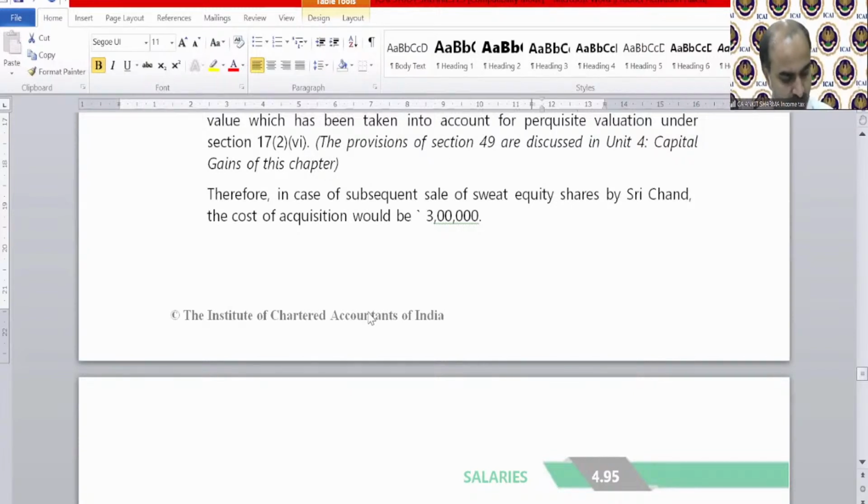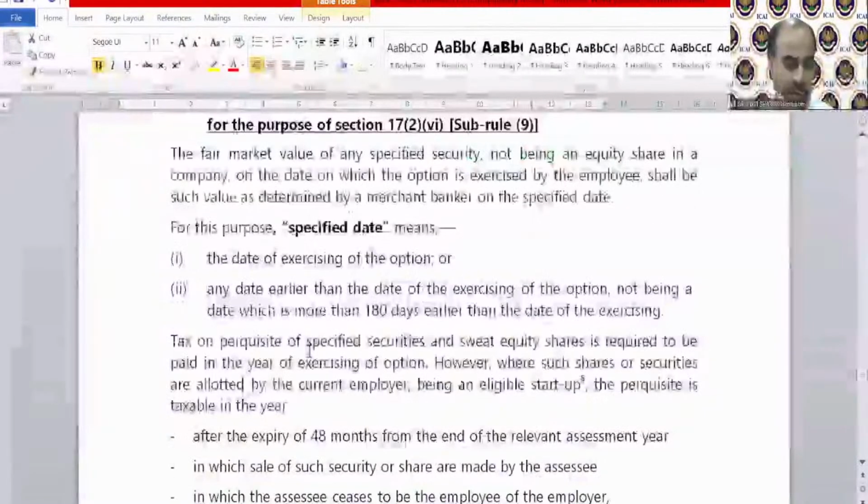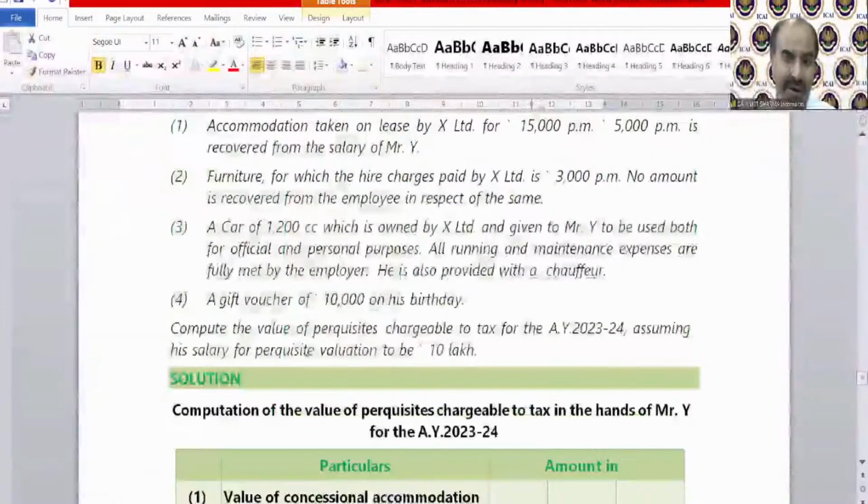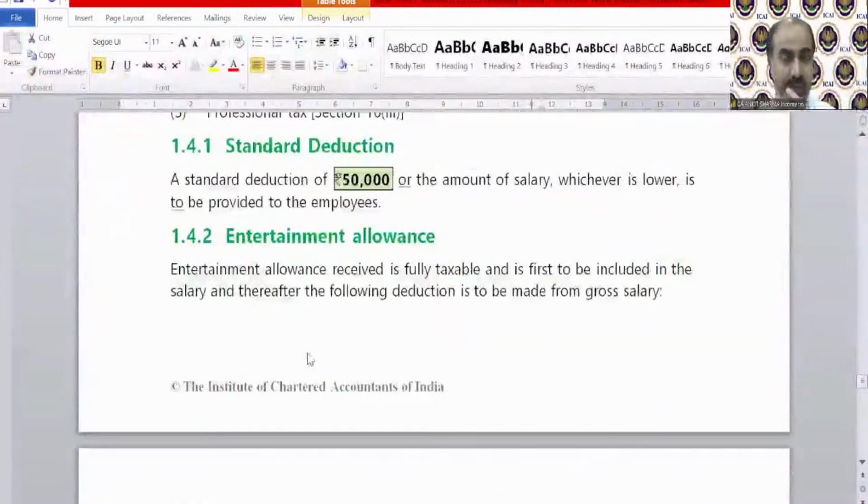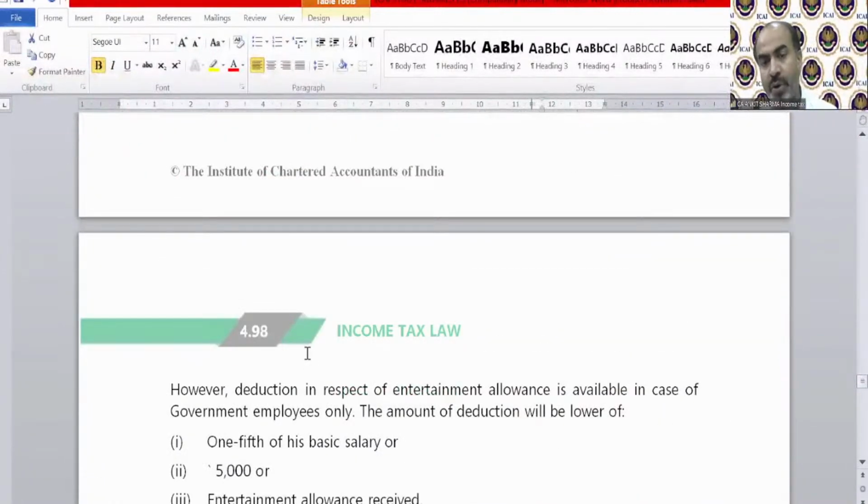So we have done almost all the questions. There's a relief question also in the study material, page number 4.100. You can solve it yourself as per the provisions I taught you today.